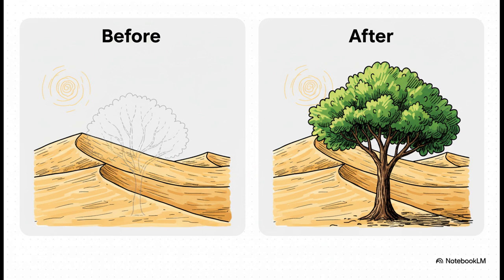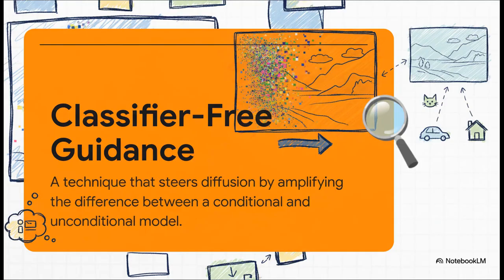So what is this trick? It's called Classifier-Free Guidance, or CFG, and it's a really clever but pretty simple idea that lets us amplify the influence of our text prompt. It basically tells the AI, hey, I'm serious, pay way more attention to what I actually asked for.